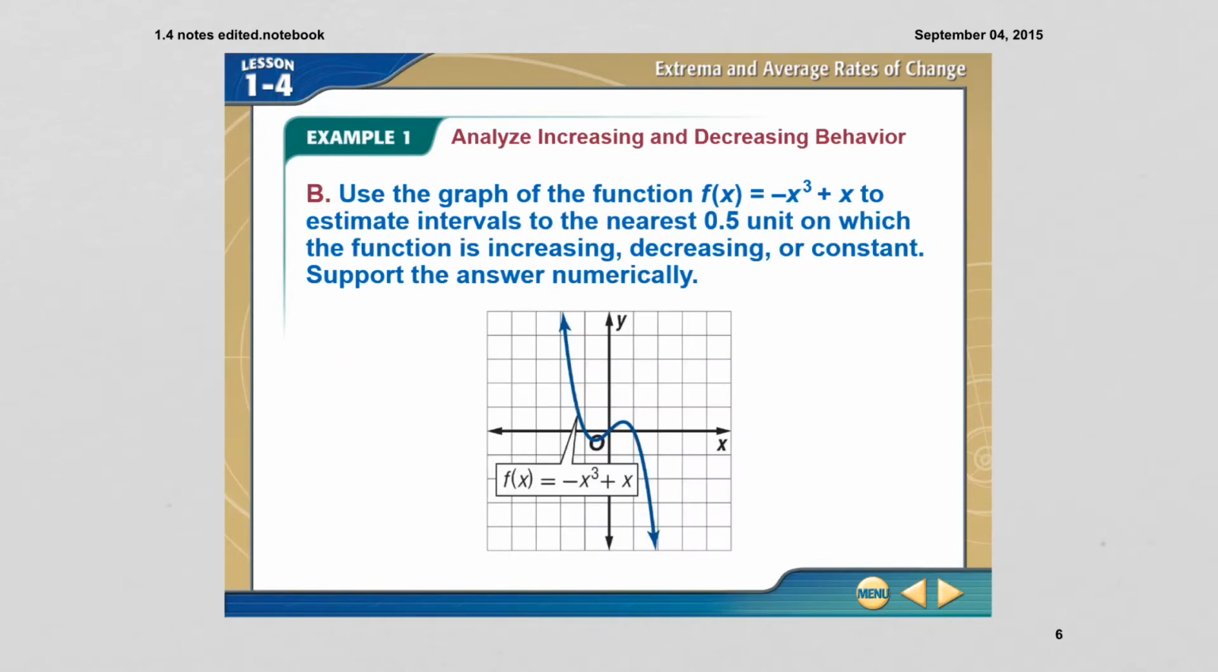Okay, let's look at another graph. And we see we have a little bit of up and down motion here. So we see that about right here, we're decreasing until we get there. Then we're increasing until we get here. And then we go back into decreasing mode. So from negative infinity to about -0.5, we are decreasing, and from -0.5 to 0.5, we're increasing, and then after 0.5, we're decreasing again.